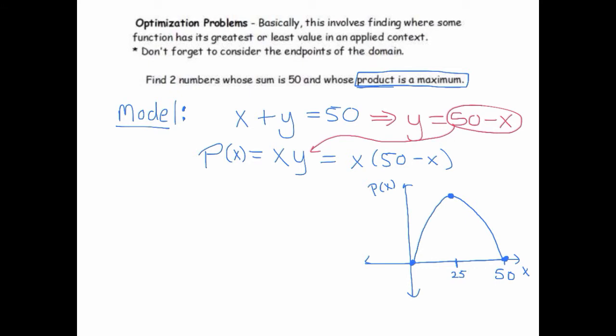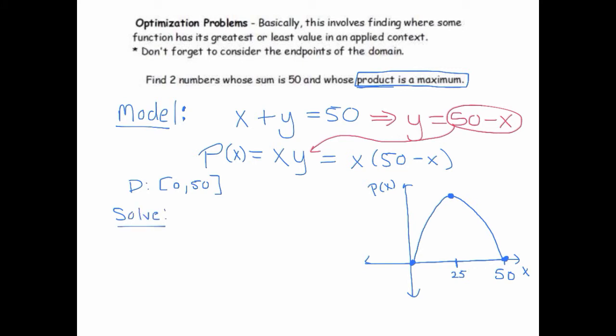So I just sketched my graph on the interval 0 to 50. So the domain of this function, reasonably in this case, would be from 0 to 50. Okay, so to support that our answer here is 25, so one of the numbers would be 25, but to support that using calculus, we're going to solve.